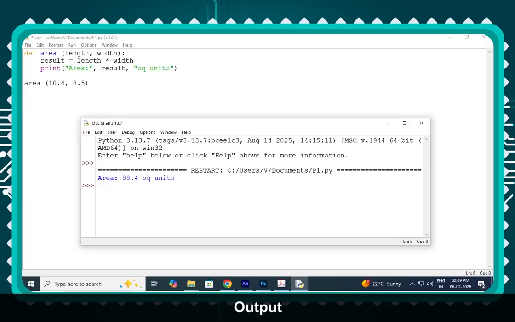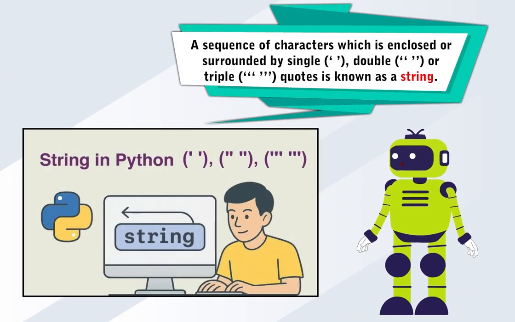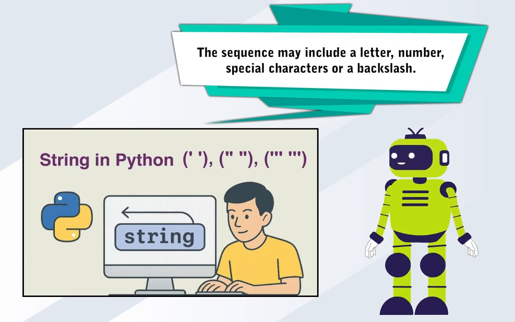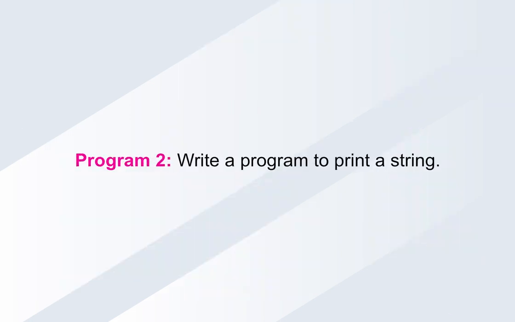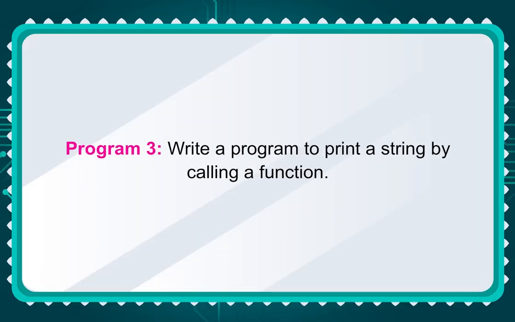Example. Output. String. A sequence of characters which is enclosed or surrounded by single, double, or triple quotes is known as a string. The sequence may include a letter, number, special characters, or a backslash. Program 2. Write a program to print a string. Example. Output. Program 3. Write a program to print a string by calling a function.